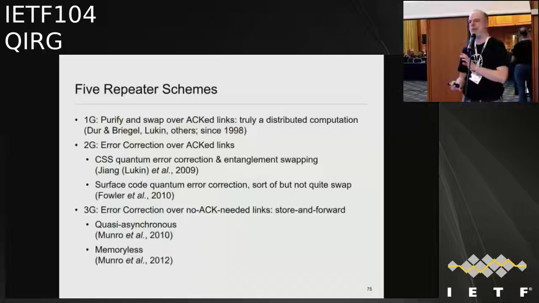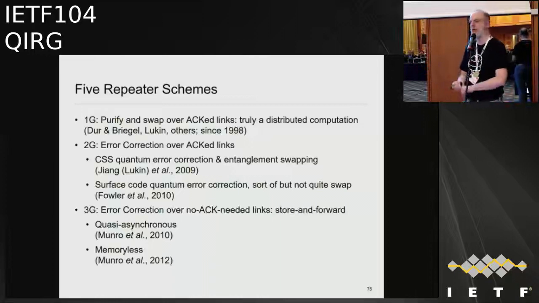1G uses what we call purification and what we call entanglement swapping over acknowledged links. This is truly a distributed computation. This is not store and forward. This is not simple data plane stuff like you have in a classical internet router. This is end-to-end a distributed computation. Okay. 2G is, all right, let's do something more sophisticated.